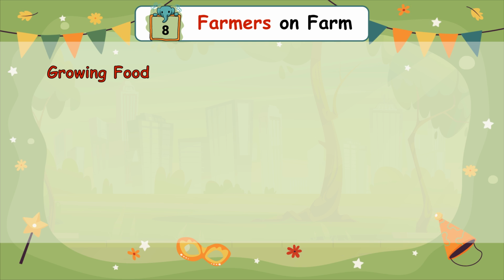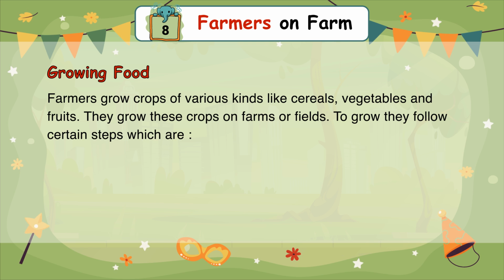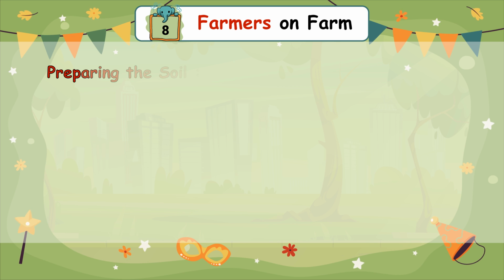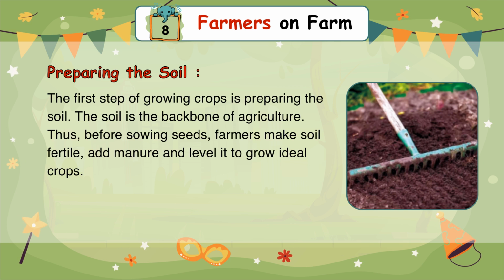Growing food. Farmers grow crops of various kinds like cereals, vegetables, and fruits. They grow these crops on farms or fields. To grow, they follow certain steps, the first being preparing the soil. The soil is the backbone of agriculture. Thus, before sowing seeds, farmers make the soil fertile, add manure, and level it to grow ideal crops.